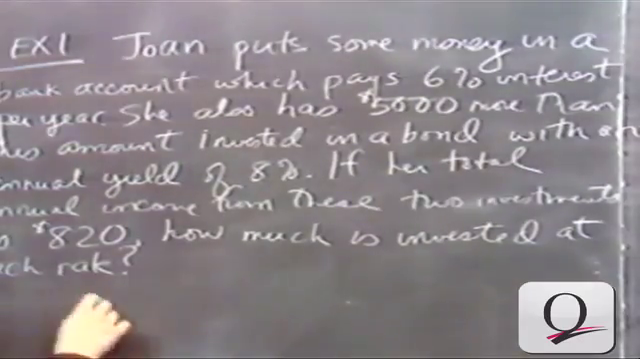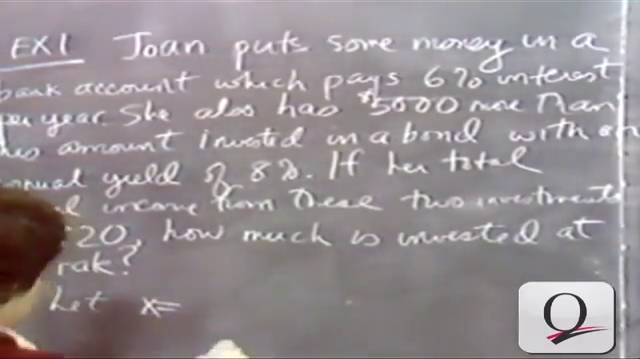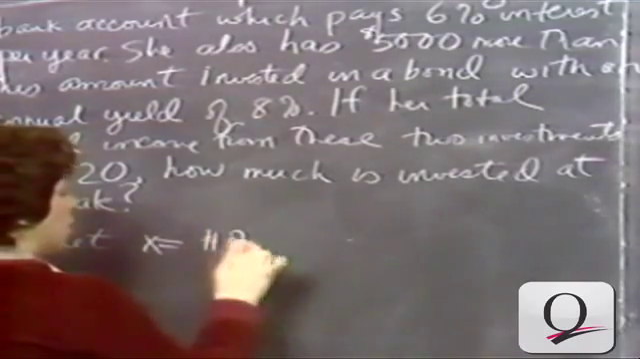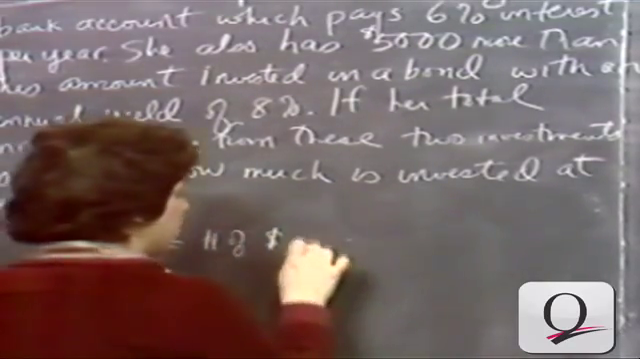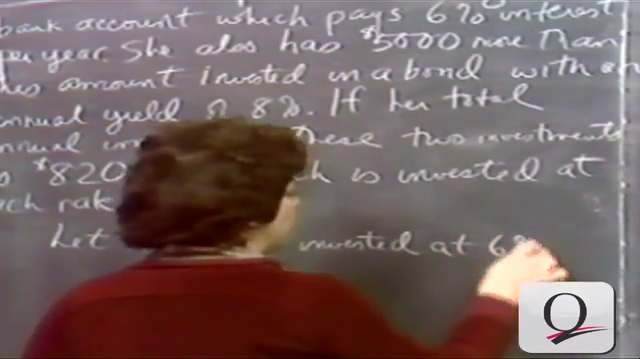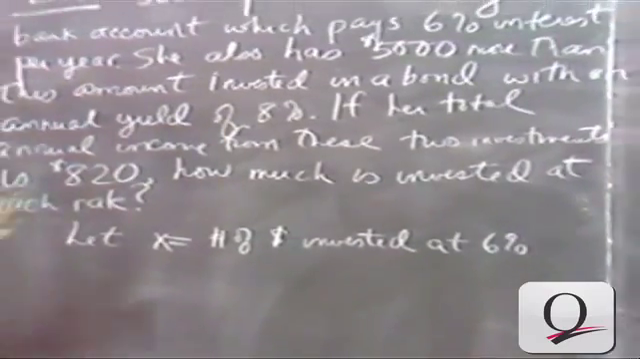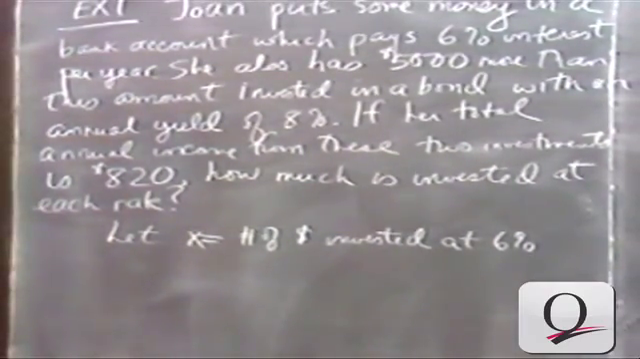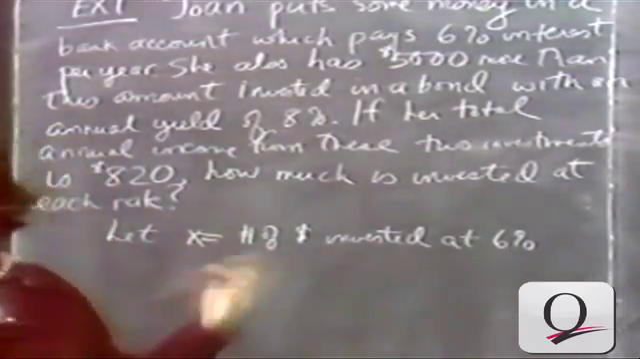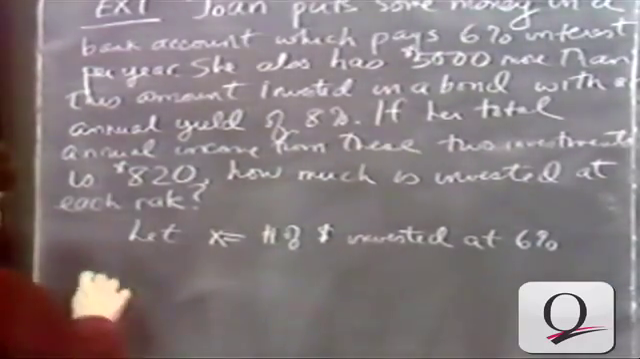Okay, let X equal the amount invested at 6%, or the number of dollars invested at 6%. Amount invested would be fine, because in this particular problem, everything is clearly in dollars. Sometimes you should be very specific about your units if you have a problem with dollars and cents mixed up. X is the number of dollars invested at 6%.